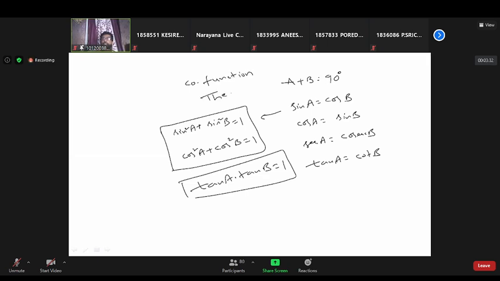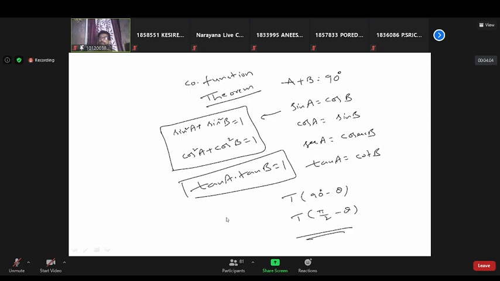Yesterday we discussed all these concepts, and trigonometric ratios of 90 degrees minus theta or pi by 2 minus theta were also discussed. So to revise the concepts, first we start today the problems based on the co-function theorem.